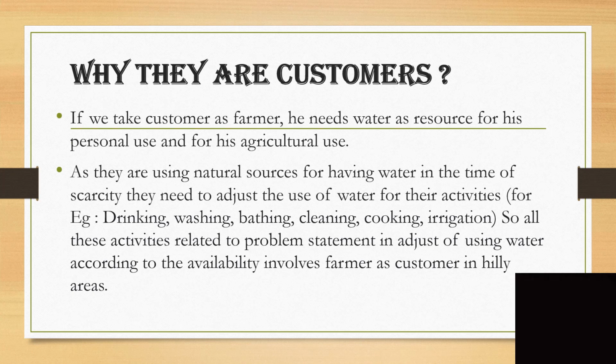As we told who the customers are, you should know why they are customers. For example, if we take the customer as a farmer, he needs water as a resource for his personal use and for his agricultural use. As they are using natural resources for having water in the time of scarcity, they need to adjust the use of water for their activities. For example, drinking, washing, bathing, cleaning, cooking, irrigation. So all of these activities, adjusting the use of water according to availability, involve the farmer as a customer in hilly areas.